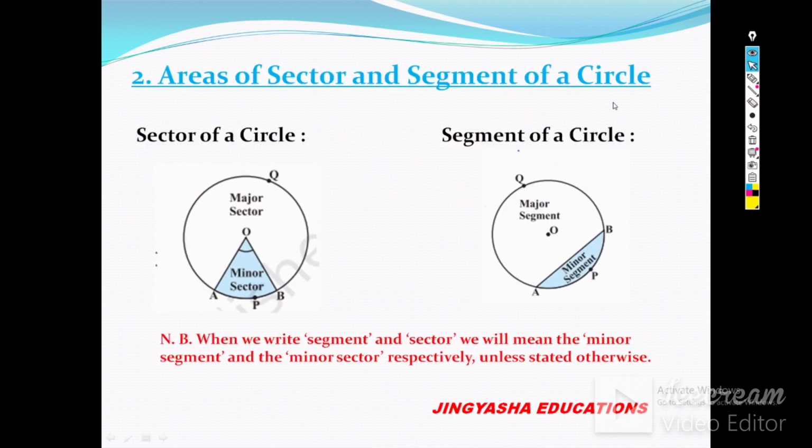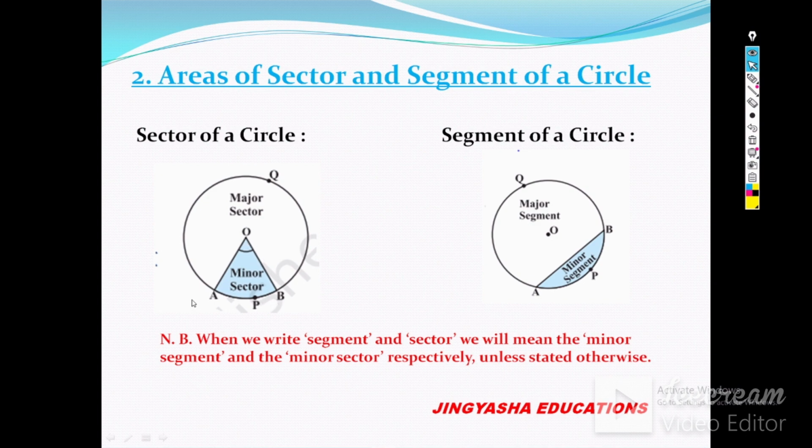Now we will discuss some important concepts related to sector and segment. Here we will discuss how to find the areas of a sector and a segment of a circle. What a sector and a segment are, I have discussed in chapter 10. If you have not watched, you can go and watch the first part of that video. See the sector on this circle, A, O, B and P.